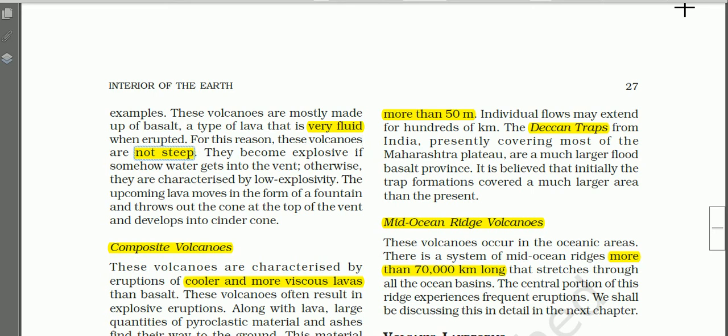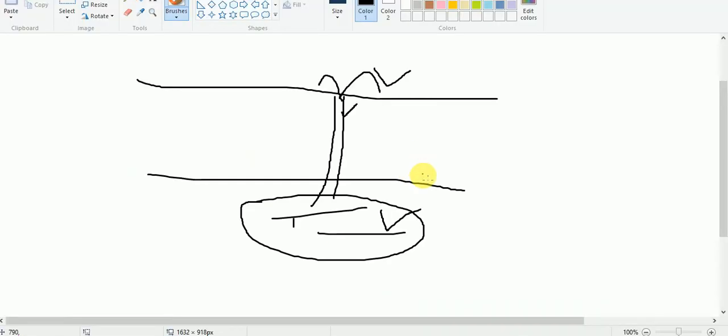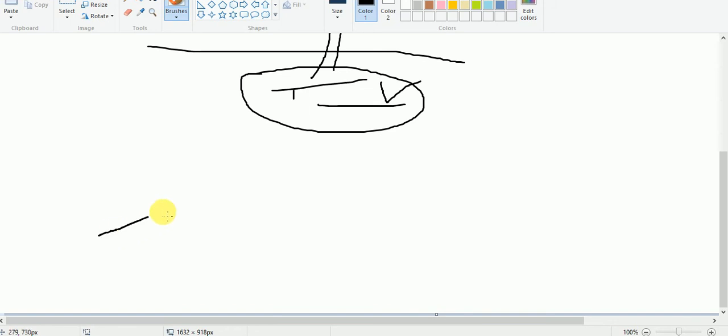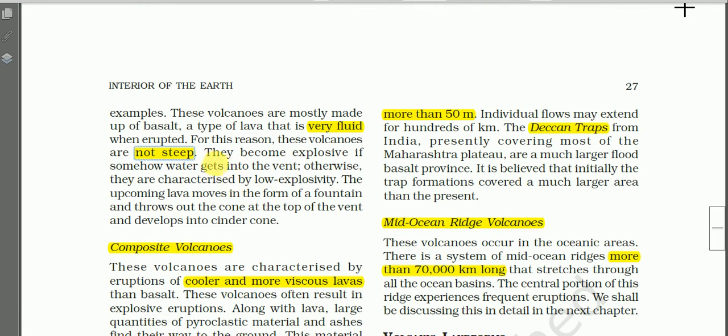Since the lava ejected in the shield volcanoes is very fluid, it is not stiff. It is gentle, and they become explosive if somehow water gets into the vent. If water enters the hole, then it becomes very explosive. Otherwise they are characterized by low explosivity. The upcoming lava moves in the form of a fountain and throws out material at the top of the vent and develops into a cinder cone.